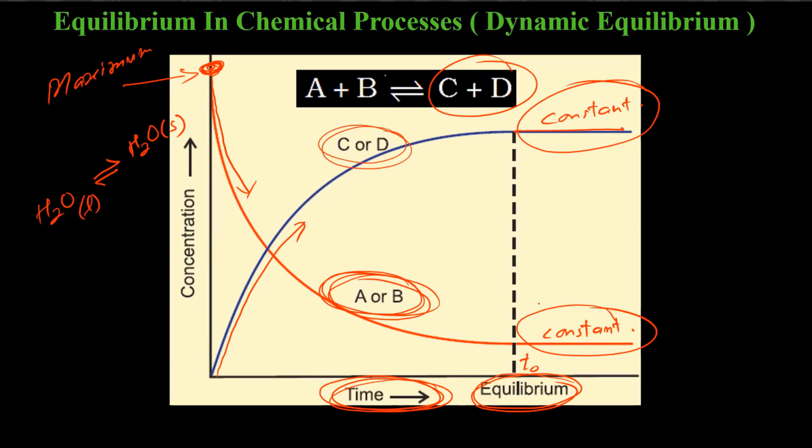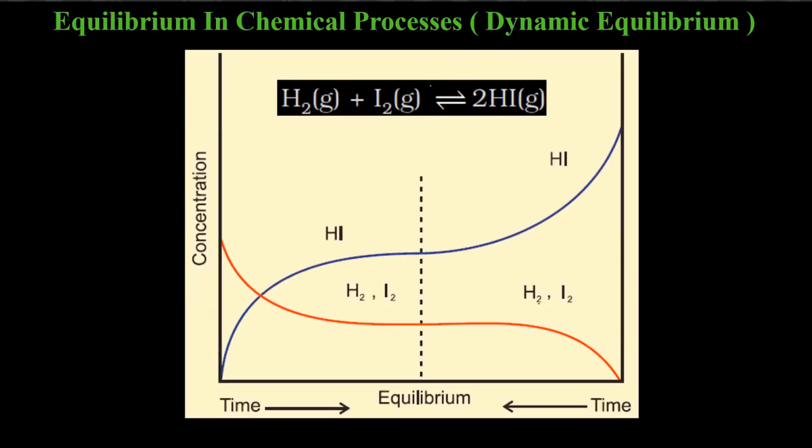The reaction can start from any side. I take the real example of hydrogen and iodine. When they combine, they produce hydrogen iodide. As we have already talked about, the hydrogen and iodine reactant concentration will be maximum initially, and products obviously nil amount, 0. And then there will be some equilibrium. Here is equilibrium. After that, the concentrations will not change.